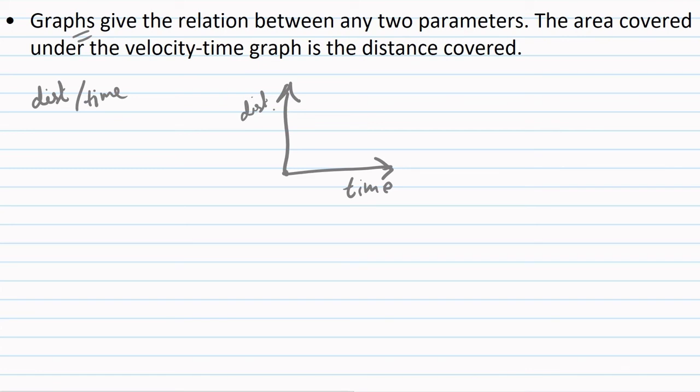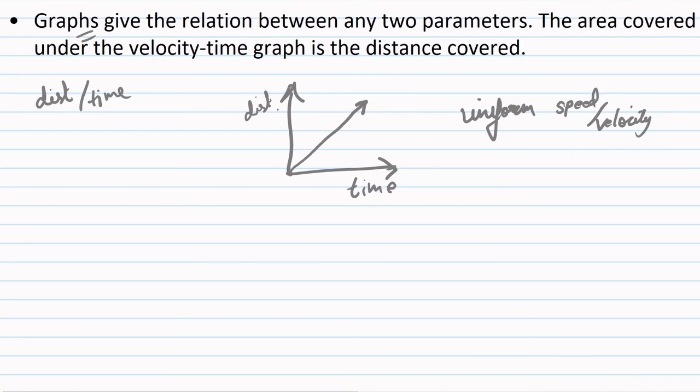Now you have to remember some basic graphs so that they can help you out. Now in the distance time graph, if there's a straight line passing through the origin like this, then it's said to be uniform motion, or the object is said to be in uniform speed or velocity if you consider displacement.